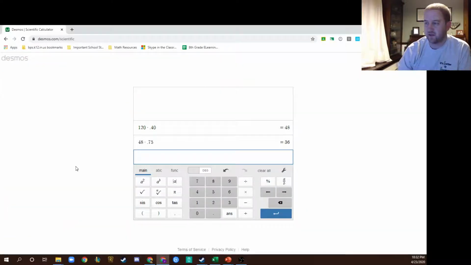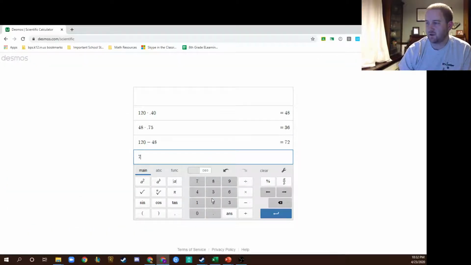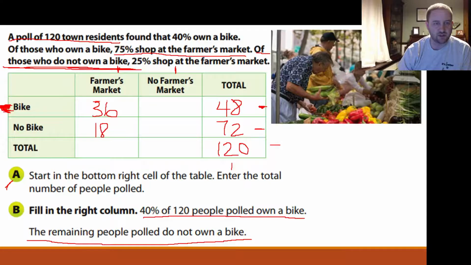Well, to figure that out, we're just going to take 120, that's the total number of people that they polled, and subtract 48. And we get 72. So of these people, 72 people do not own a bike. Okay. So then it says 25% of those who do not own a bike. So of these 72 people, 25% shop at the farmer's market. So we're going to take this 72 and multiply it times 0.25, and we get 18. So 18 people shop at the farmer's market of the people that don't have a bike.